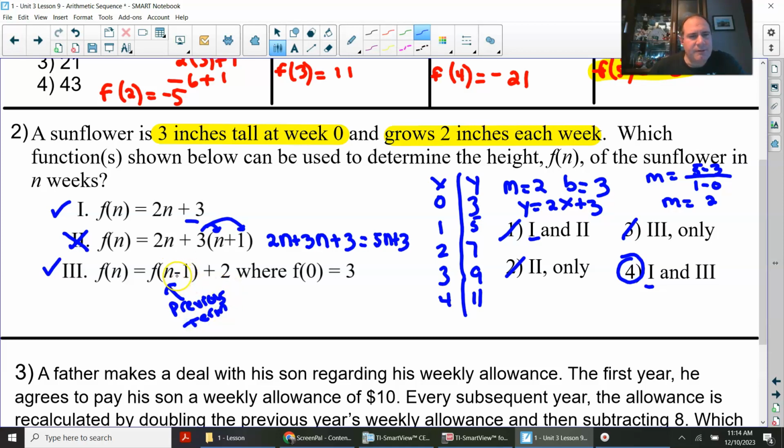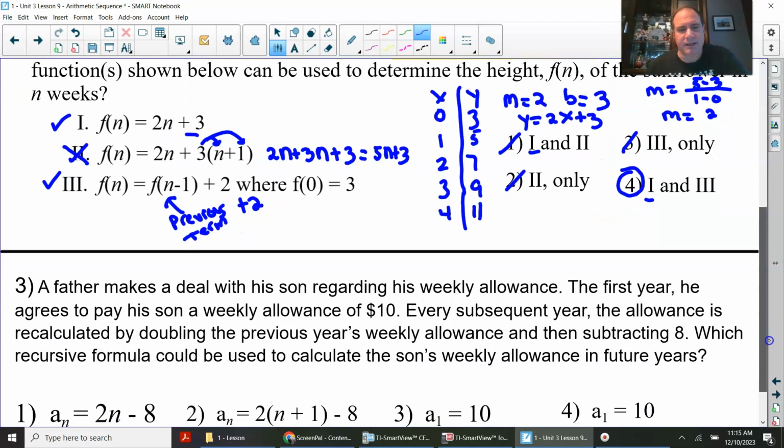Right? So if you have the previous term, say it's 3 plus 2, and you're looking for the next term, that 3 plus 2 is 5. 5 plus 2 is 7, and that's it. Previous term plus 2. So that works out, and it just confirms that 3 is definitely part of that answer.